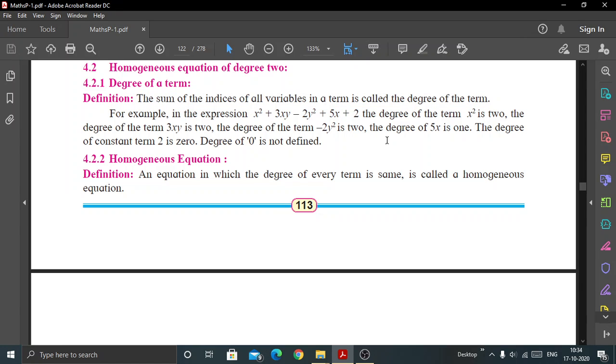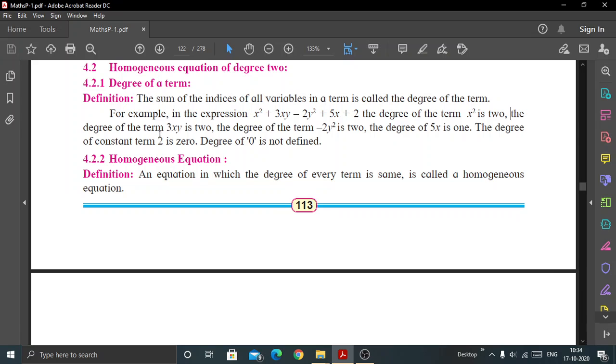Consider the example x square plus 3xy minus 2y square plus 5x plus 2. In this equation, consider the terms one by one. Let us consider the first term x square. Here the degree of the term x square is 2 because the power of x is 2.